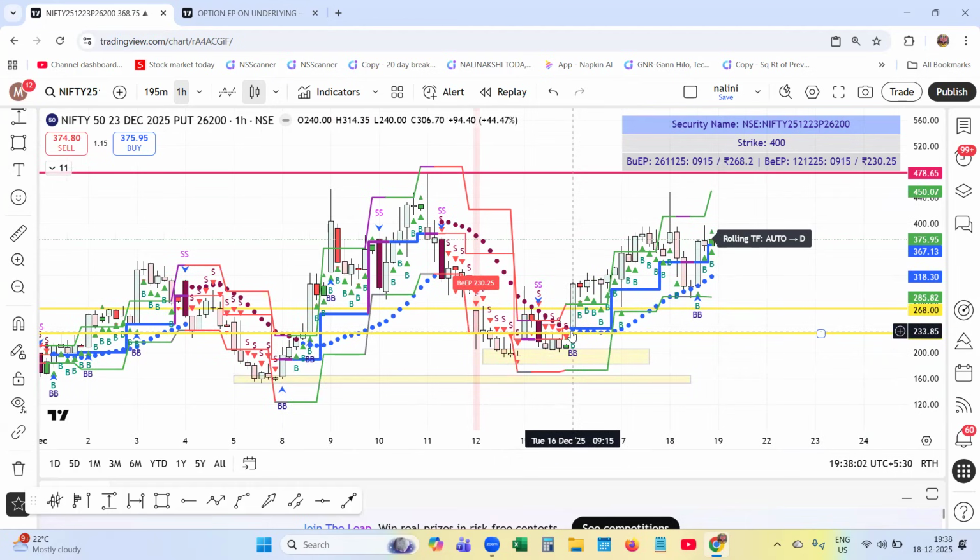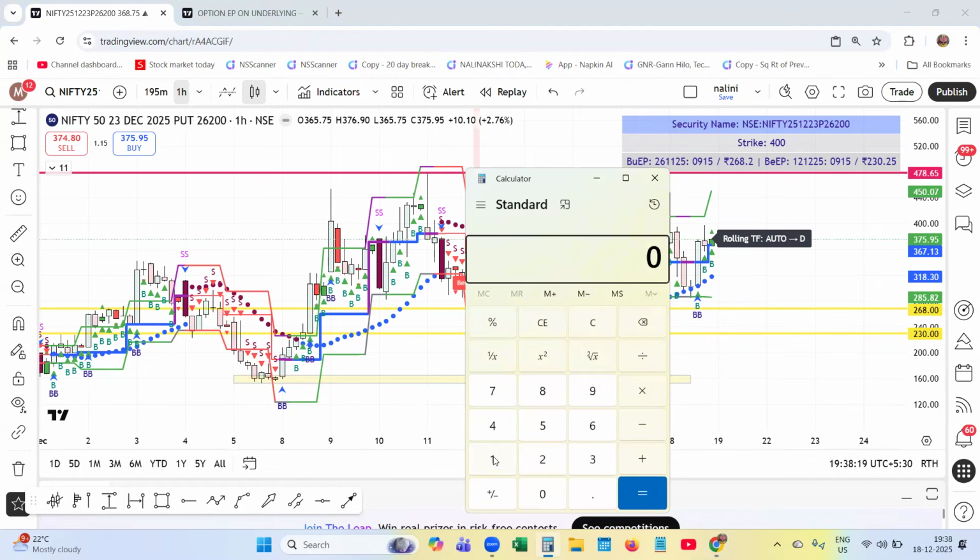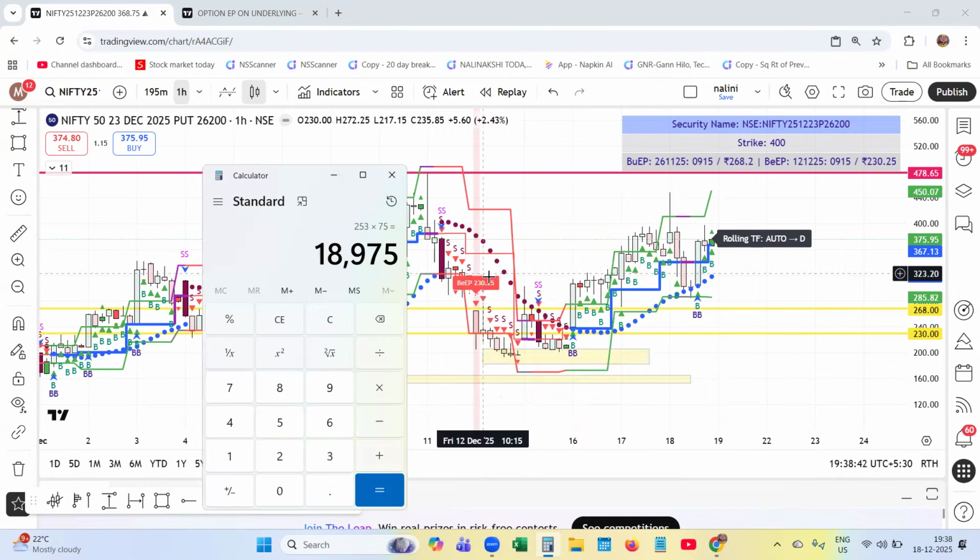If you would have taken around 233, now it made a high of 448, solid, from 190 to 448. Let me show you: 448 minus 195, you would have captured 253 points into 75. You could have, without tension, made 18,975.